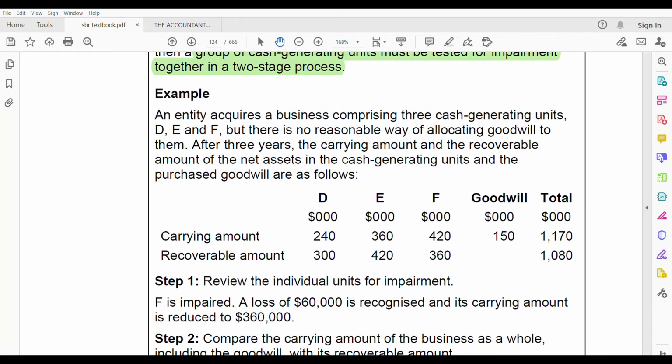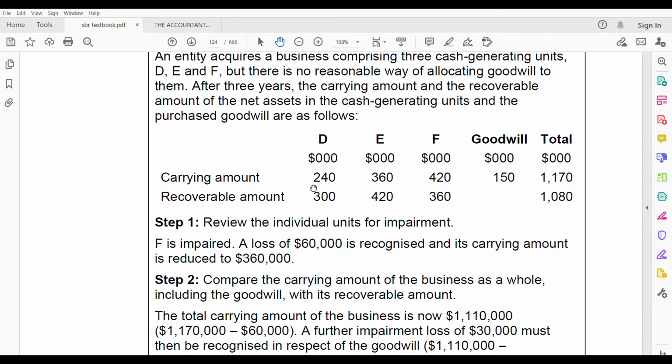An entity acquires a business comprising three cash generating units D, E, F, but there is no reasonable way of allocating goodwill to them. After 3 years, the carrying amount and the recoverable amount of net assets in cash generating units and the purchase goodwill are as follows. Now, how are you going to do it in two stages?